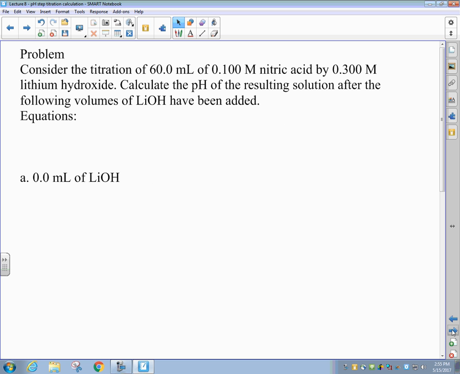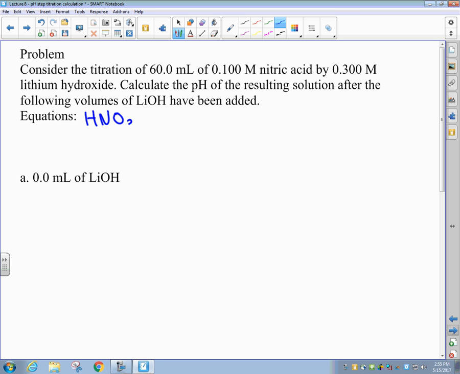We're going to do 60 milliliters of 0.1 molar nitric acid by 3 molar lithium hydroxide. We want to know what the pH of the solution is after the following volumes of lithium hydroxide have been added. So first step, we've got to write 3 equations. We're dealing with a strong acid and a strong base, so we need to write those ionization equations. And we also need to write the acid-base neutralization reaction. We'll start with that one.